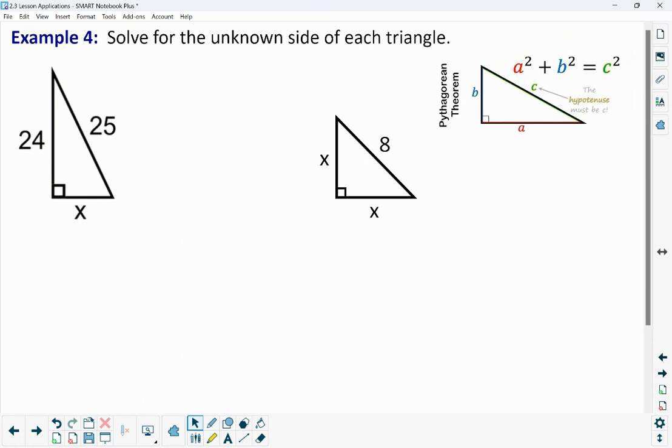And for right triangles, if we take the leg squared and add it to the other leg squared, it's equal to the hypotenuse squared. And remember that the hypotenuse is always the longest side in that right triangle. It's the side that is opposite from the right angle. So we're going to write down an equation for these triangles and then solve for x.